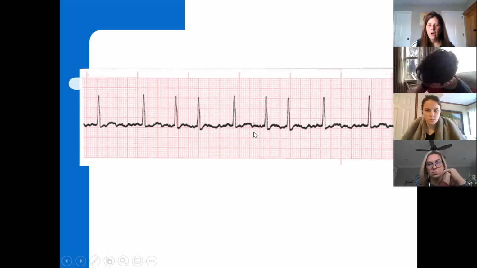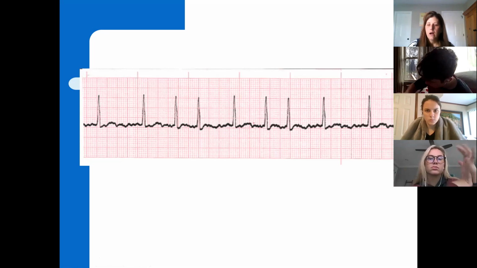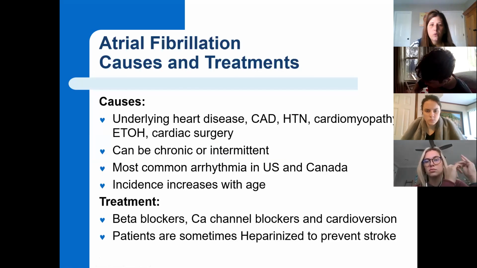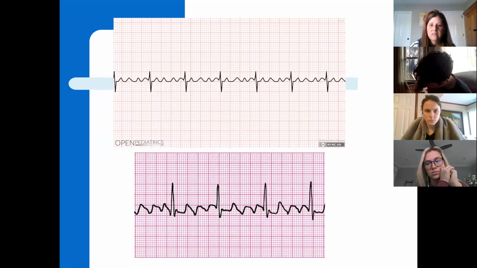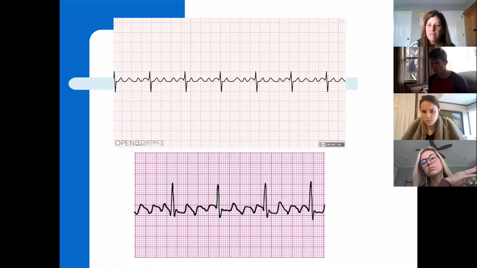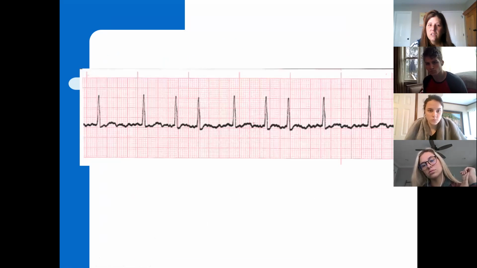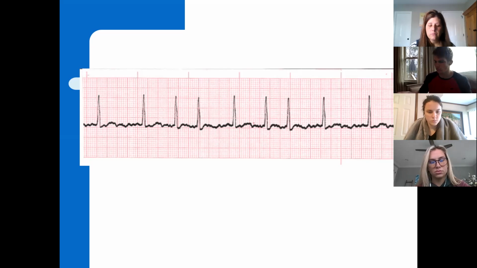Okay, so that's different from, let's look back at the flutter real quick. Look at that. See how the QRSs still look normal? But between the QRSs, it's more of that flutter or sawtooth, versus here, it's more of a quivery line. Everybody see that difference? QRSs still look normal. They would measure normal for me. Okay?